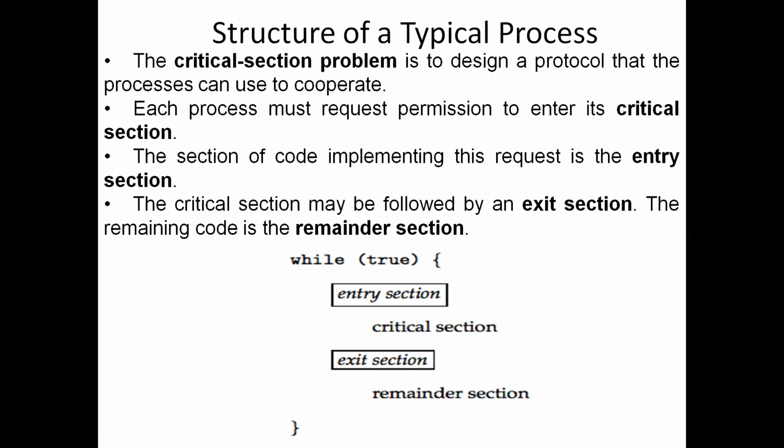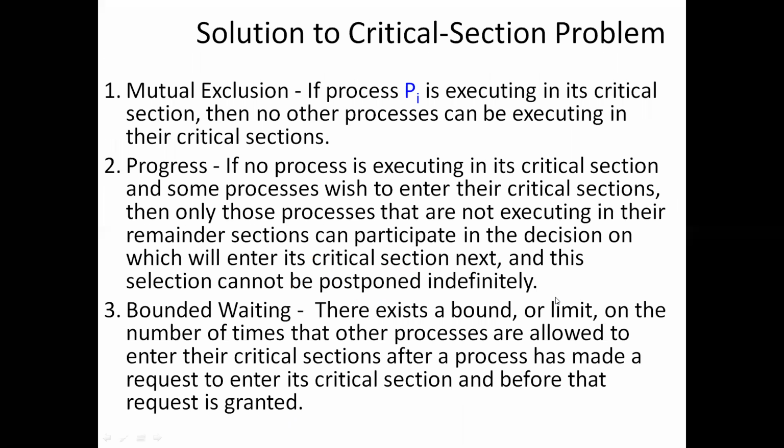Every process will have some set of instructions, which we call the critical section, where shared variables or shared data will be there. So only one process can access the critical section at a time. When one process is inside the critical section, other processes should not be in the critical section. When one process exits the critical section, only then can another process try to enter. This is the critical section problem. Now we'll see the solution to the critical section problem.